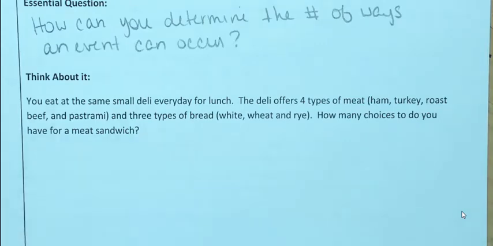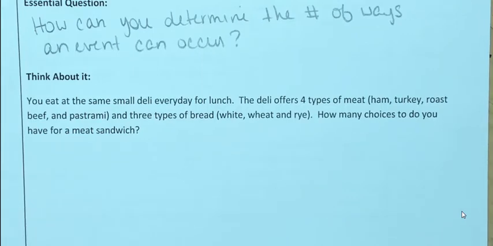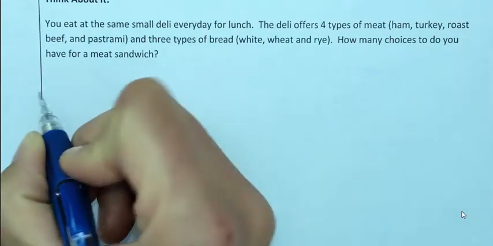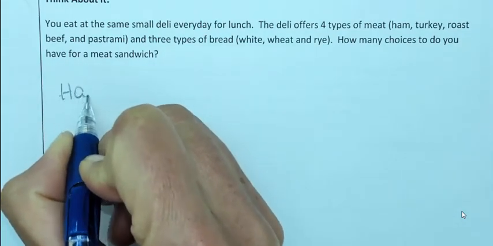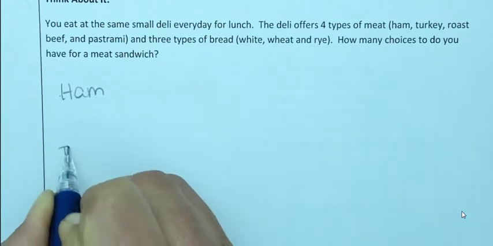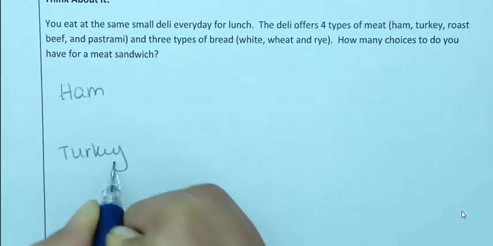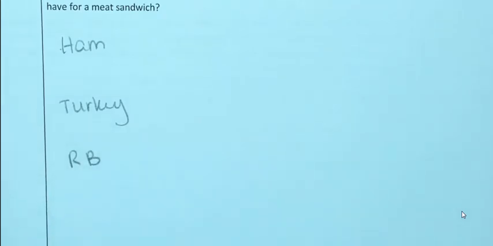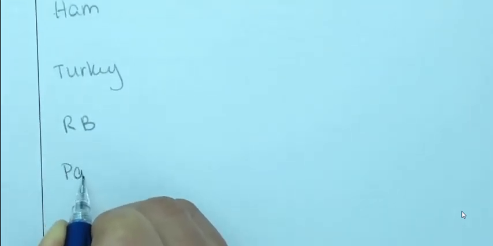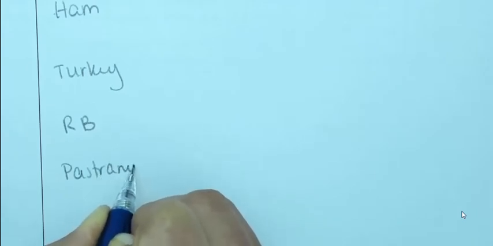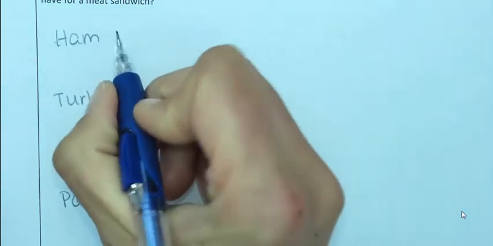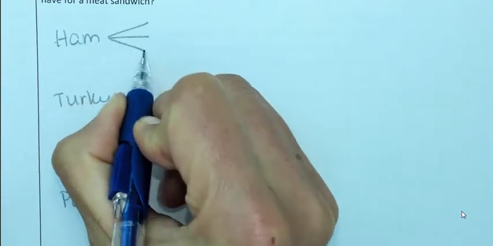All right, well, one way that you may have learned in the past is to draw a diagram to represent this. So I can say, well, I have different choices of meat. I can have ham. I can have turkey. I can have roast beef, I'll abbreviate RB. And I can have pastrami. Okay, now for each of those types of meat, I can have 3 different types of bread.